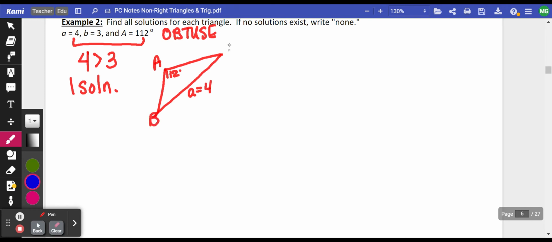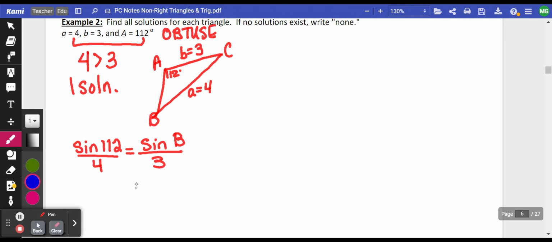And then we'll just say angles B and C. If this is angle B, this means this is side B, which is 3 units long. Now remember, we can use law of sines for this because we actually have a side and an angle that are opposite each other. So we have the sine of 112 is to 4 as the sine of B is to 3. And what this will do is help us calculate the measure of angle B.